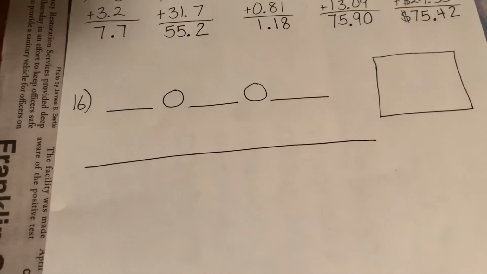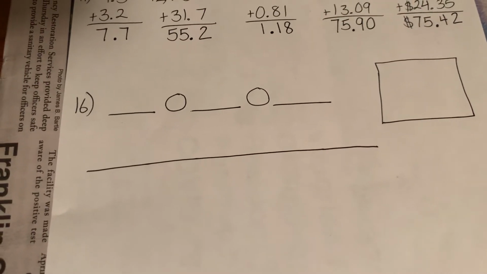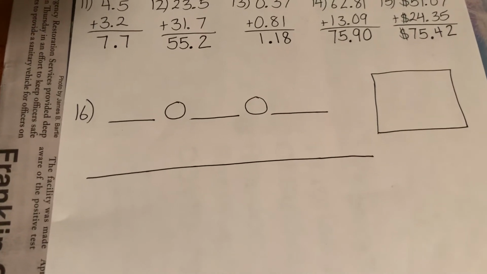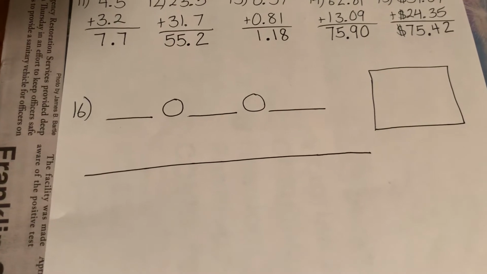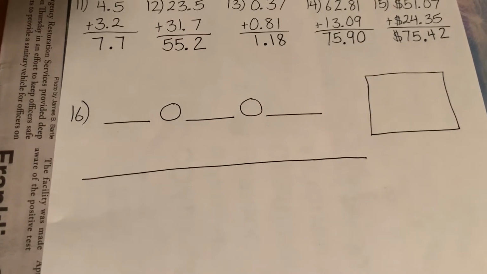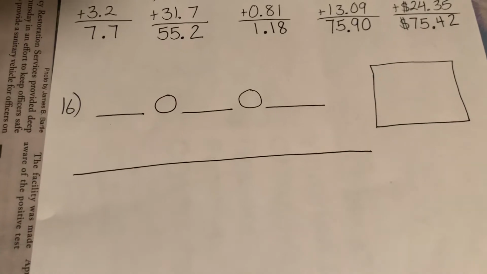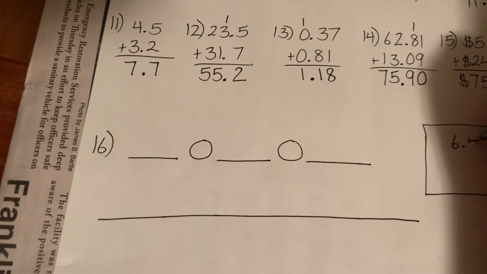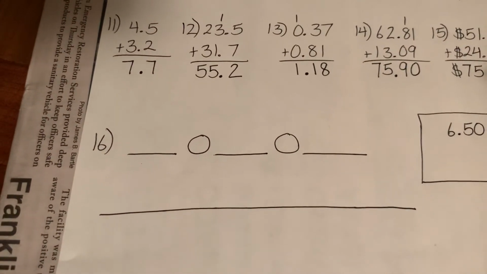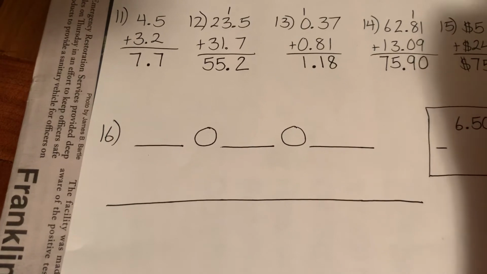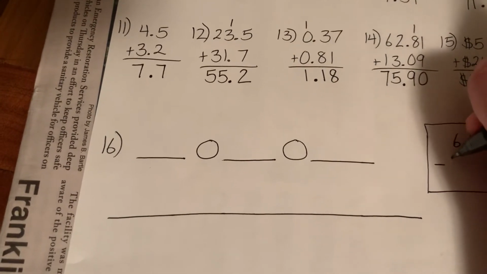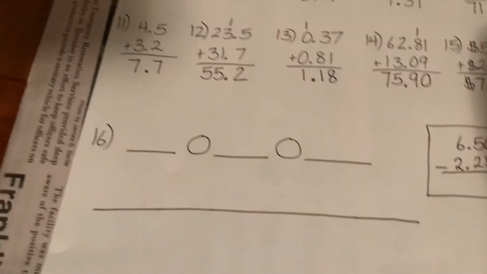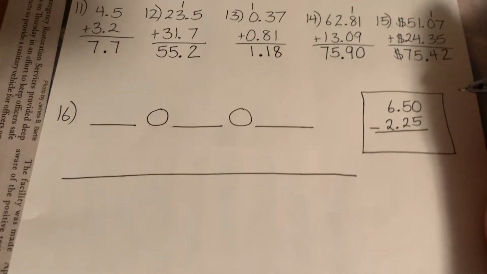Number 16 is a word problem. It says, Haley is following a bike route that is 6.50 miles long. She has biked 2.25 miles of it already. How many miles does Haley have left? Okay, so this is going to be a subtraction problem. We're going to take the number of the bike route miles, which is 6.50, and write that in the box. We're going to subtract how long she's already gone, which is 2.25 miles. And then our answer will tell us how much she has left.